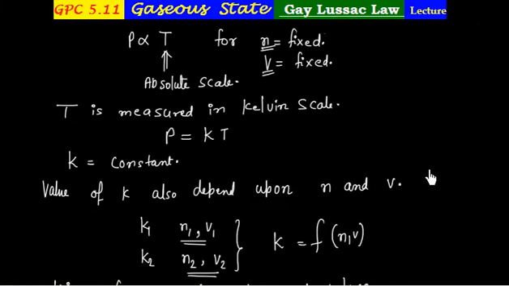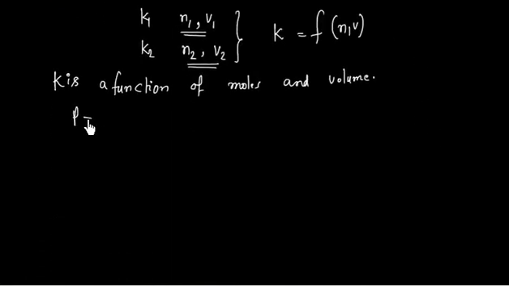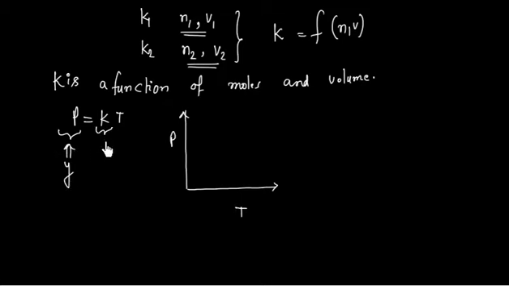Let us plot a graph between pressure versus temperature. So we have P is equal to K times T. If I plot a graph of pressure versus temperature, on the y-axis we have pressure, on the x-axis we have temperature. So K is the slope m, and temperature is on the x-axis, so this is x. The intercept here is 0. So this is a straight line passing through the origin.